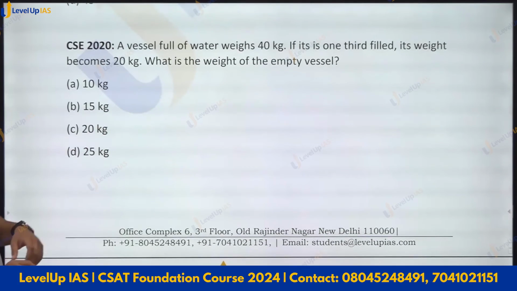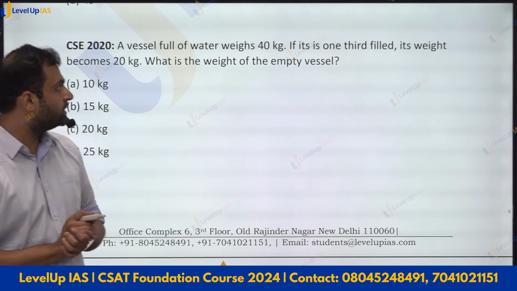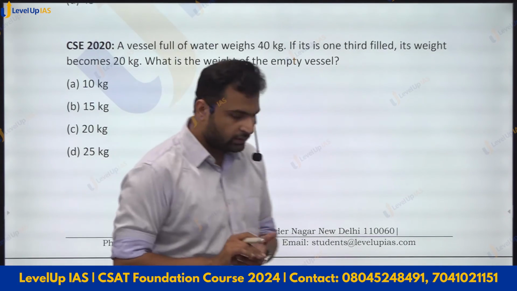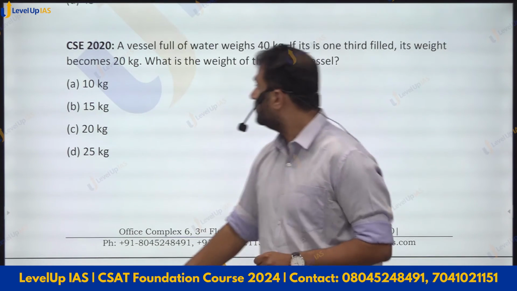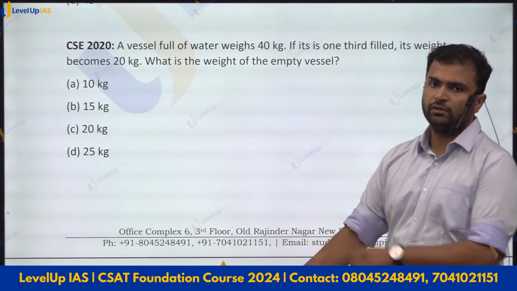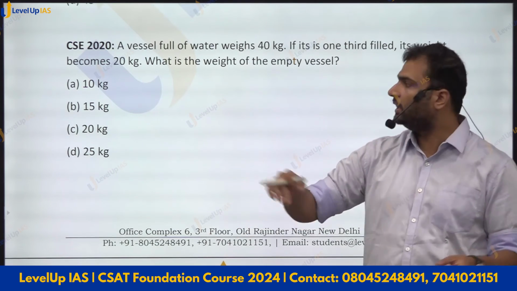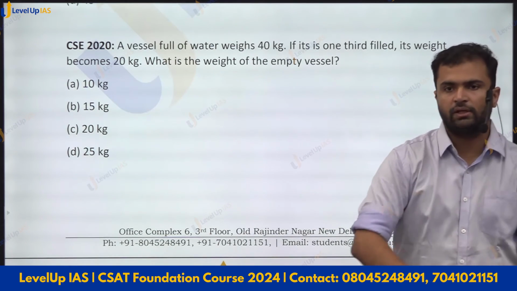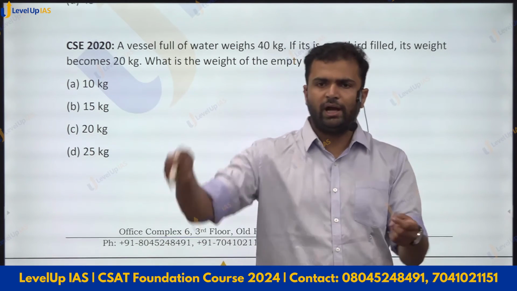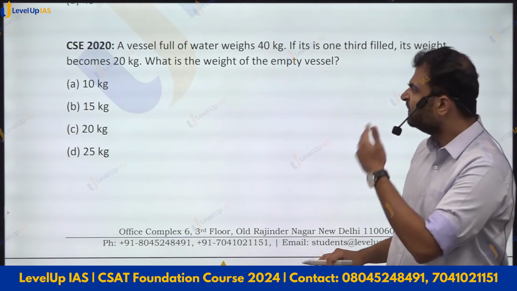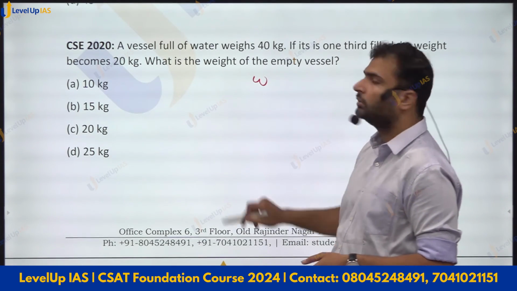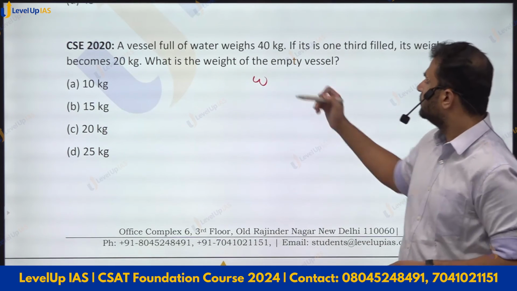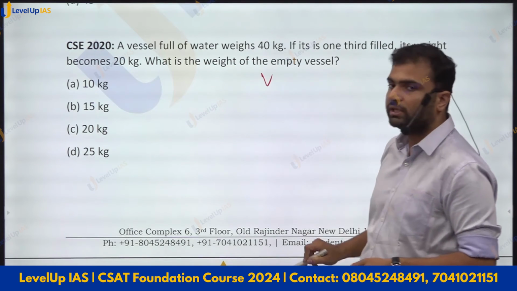Next, a vessel full of water weighs 40 kgs and if 1/3 is filled, its weight becomes 20 kg. What is the weight of empty vessel? So there is a vessel and we are filling it up with water and putting it on the weighing scale. So there is some weight of vessel and there is some weight of water in it. Let us say the weight of vessel is V.